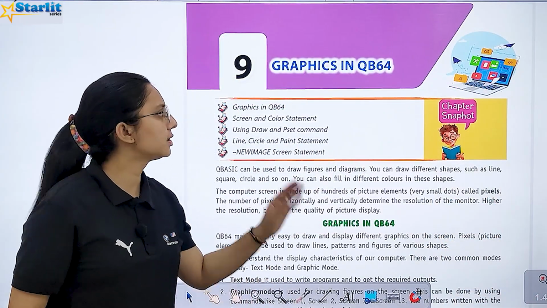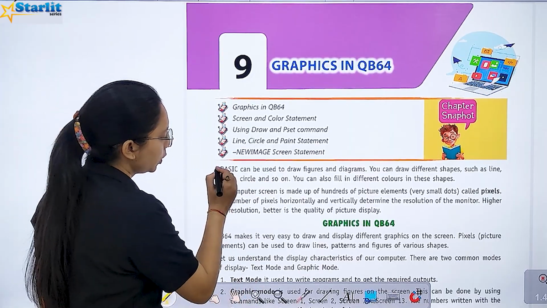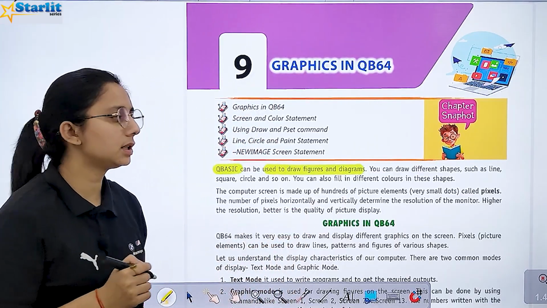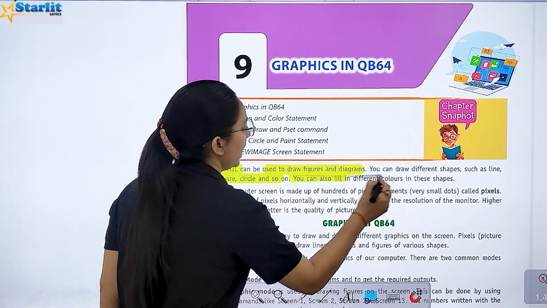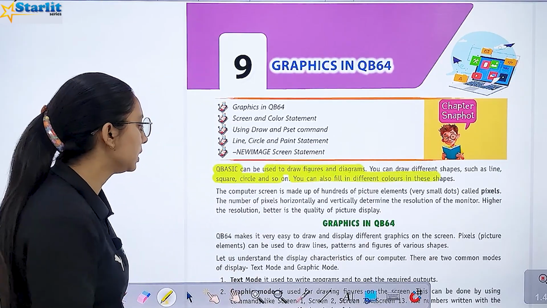Children, today let's start with chapter number 9, graphics in QBasic. So let's study about QBasic. It is used to draw figures and diagrams. You can draw different shapes like line, square, circle, and you can also fill in different colors in these shapes. आप different color भी fill कर सकते हो.